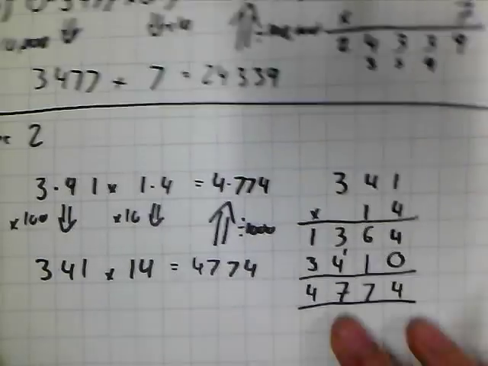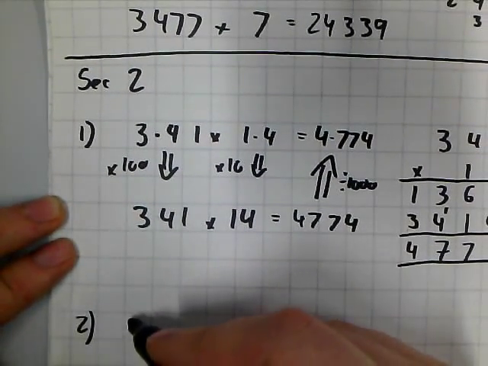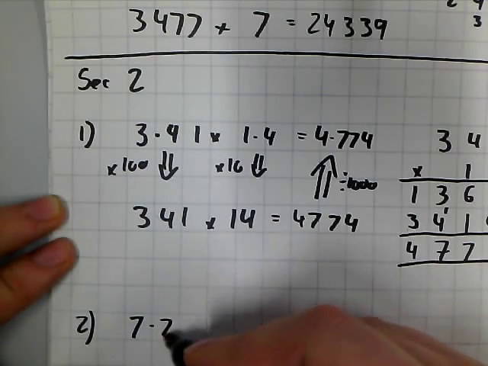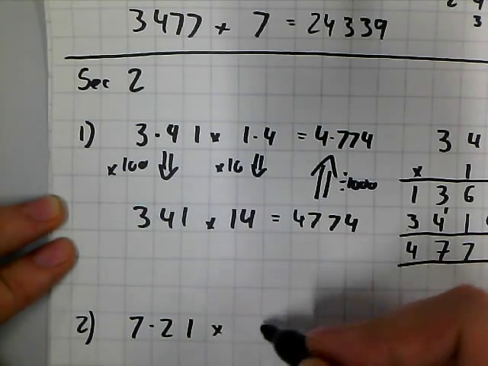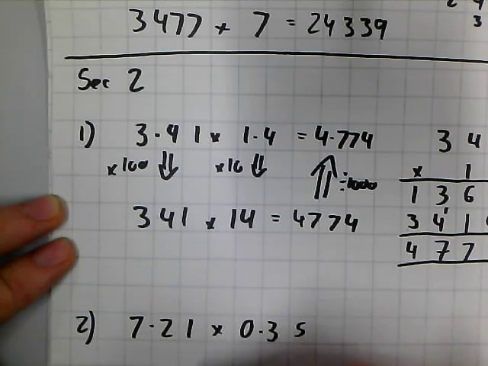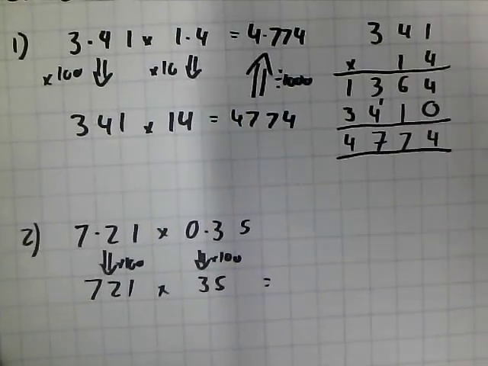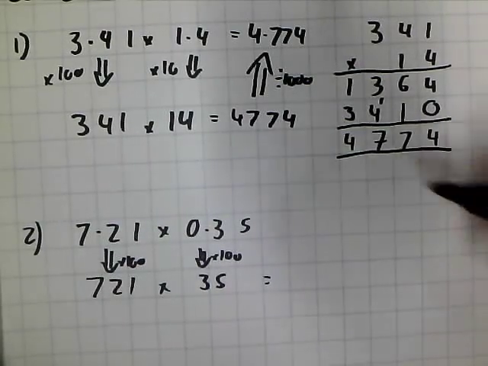Question 2. 7.21 multiplied by 0.35. So I multiply by 100, and multiply by 10. Long multiplication on the side here, 721 times 35.